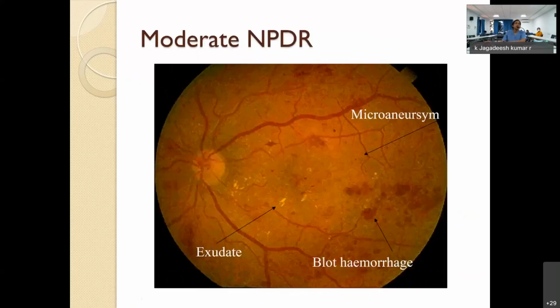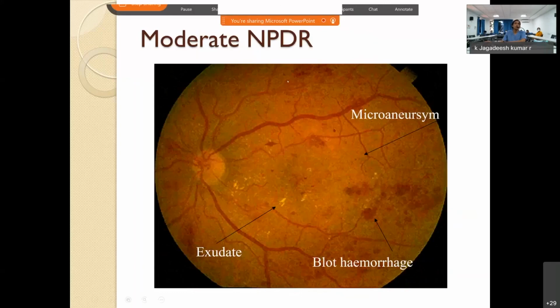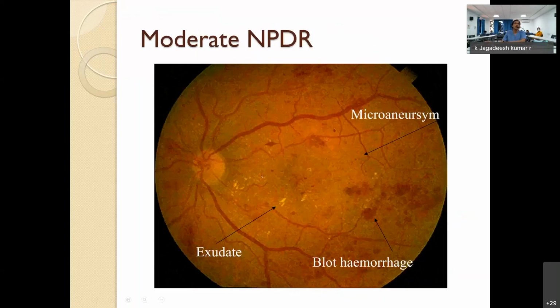Now, this is a slightly more advanced stage of diabetic retinopathy where you can see there are small white and red dots here, but along with that, we also have some hemorrhages. So these red spots are the hemorrhages and these yellows are the exudates. So the diabetic retinopathy has progressed one stage up and it is now called moderate diabetic retinopathy when you see these hemorrhages around.